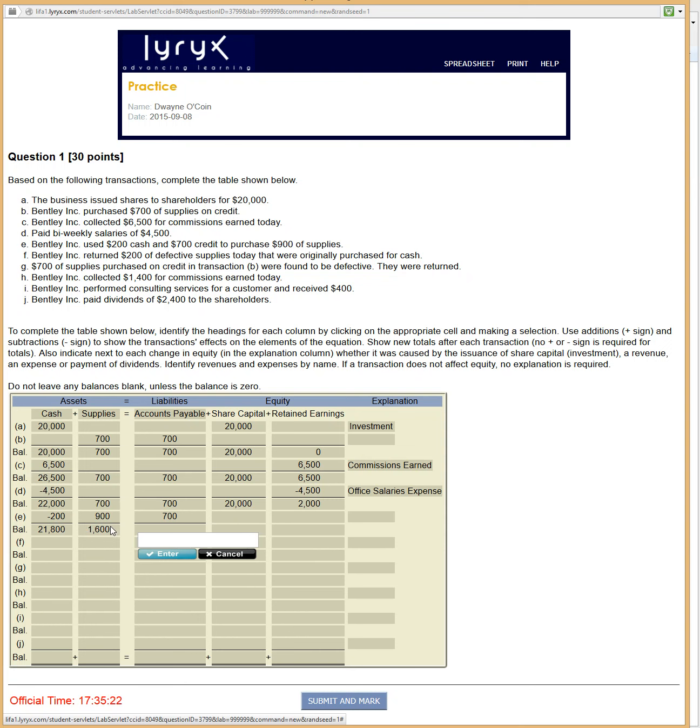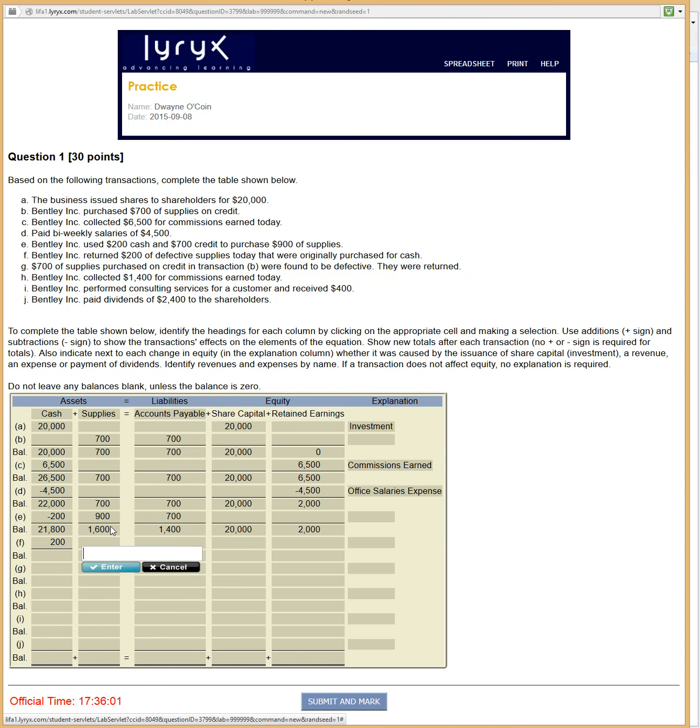And 700 plus 700 is the amount of the liability. This doesn't change at all, and this doesn't change at all. Because we don't have an equity impact, we don't have to put in an explanation. Letter F. Bentley Inc. returned 200 of defective supplies that were originally purchased for cash. It says they were purchased for cash, so presumably we got cash back. So let's assume that we have cash back.